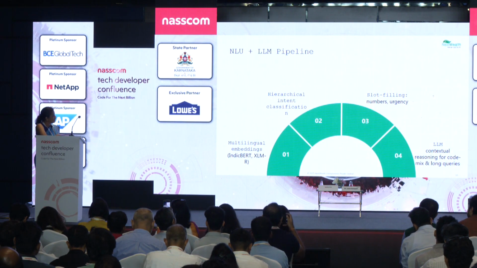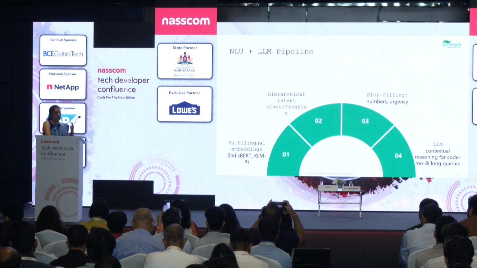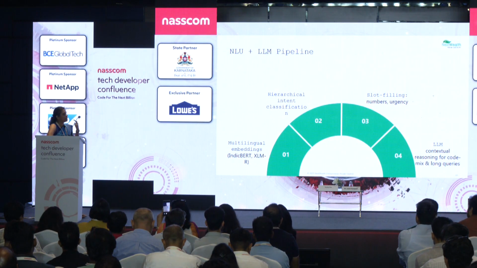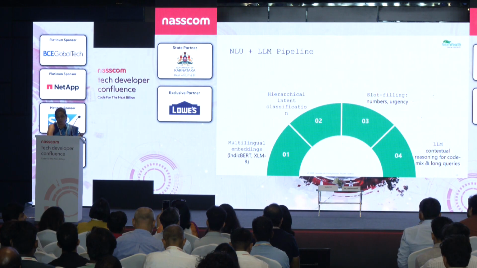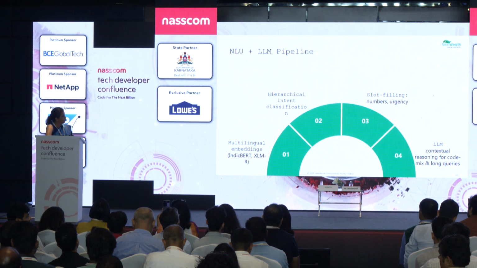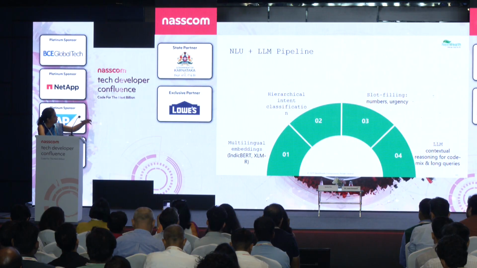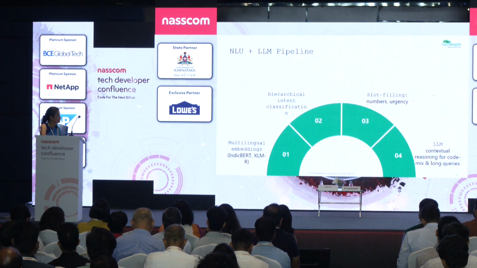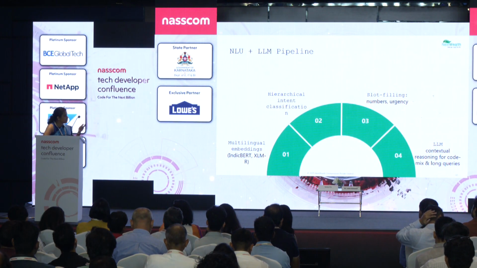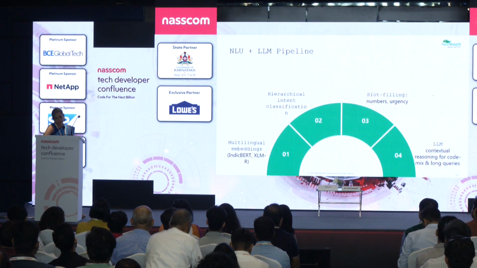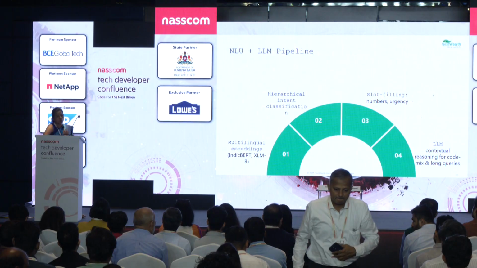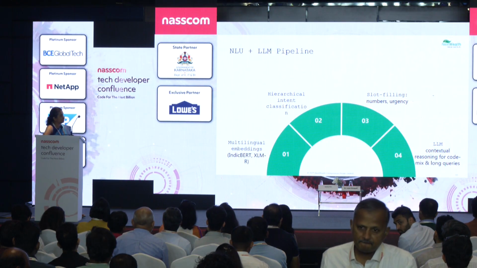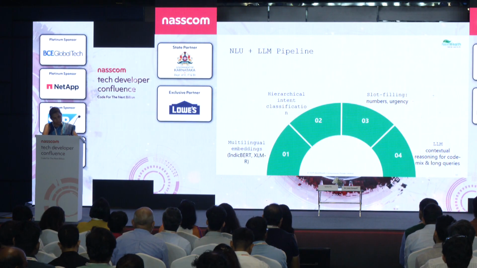Then comes your slot filling. Slot filling gets more details from the conversation, like where exactly you want to go to, from where you are traveling, what mode of commute, what do you want me to book, right? So this is what happens. NLU plus LLM pipelines actually provide better contextual reasoning for code mixing and language queries. LLM kind of takes it further for more complicated, multilingual, multi-turn conversation, right?